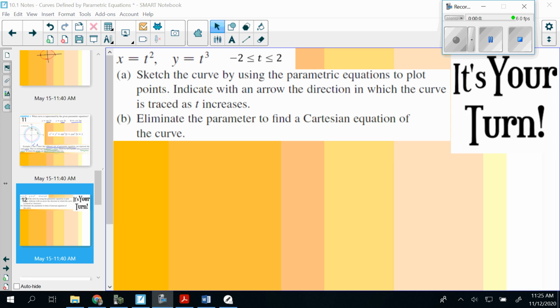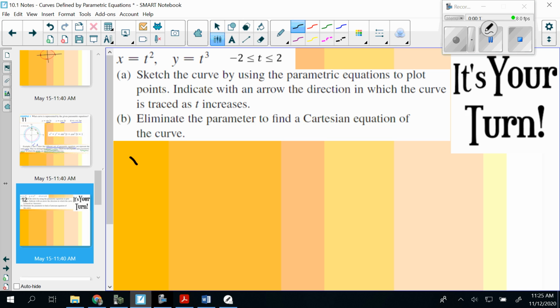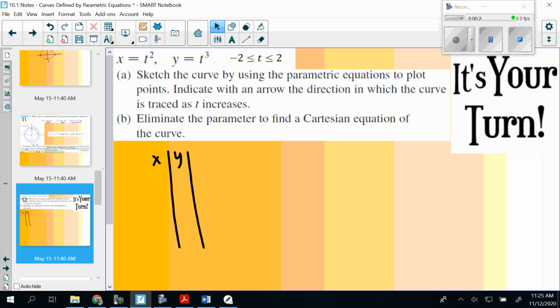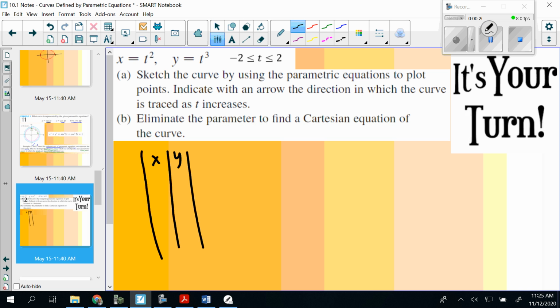All right, they want us to sketch this curve by plotting points and indicate the direction that the arrow is going, and then also find the Cartesian equation. So a couple ways we can do this. If we need to graph it out, if you did not have the calculator available, you can make your own little in-out table here with t as your input variable, finding the x and y.